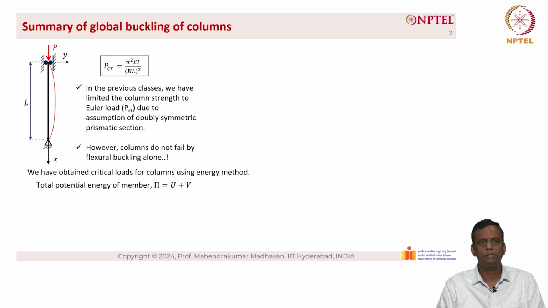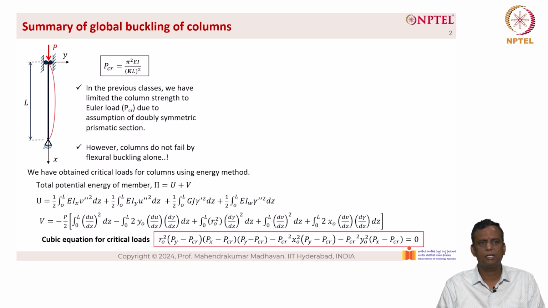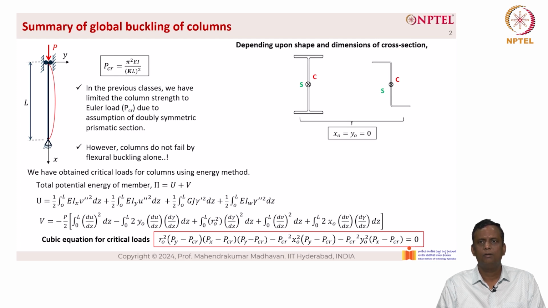Here the total potential energy of the member is given as pi equal to U plus V, where U is the strain energy of the beam and V is the potential energy. The equations are given here. Solving U plus V and minimizing that with respect to the constants, we get the cubic equation for the critical load given here. So, depending upon the shape and dimensions of the cross section, we can use the following simplifications.